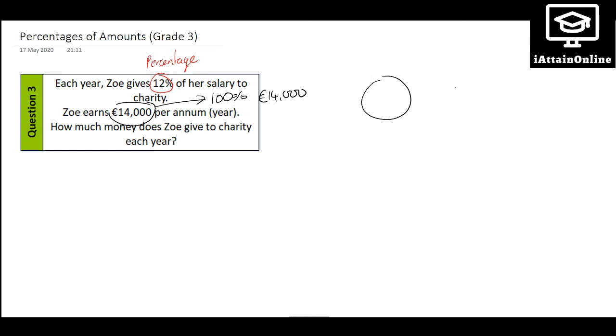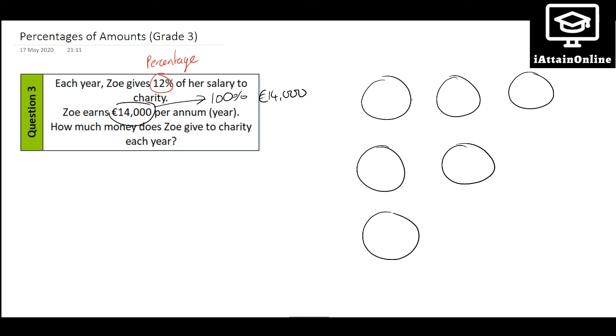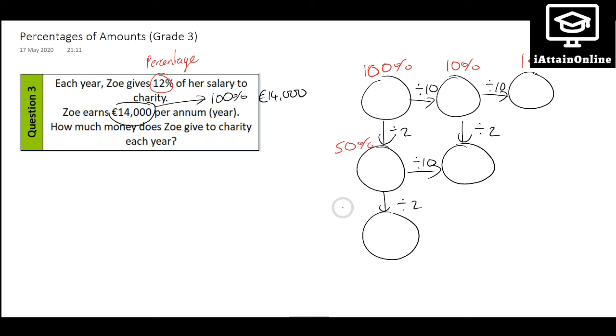So once again, here are my bubbles. When you get really good at this, you don't need to draw them all out, because you'll know which bubbles you need, and then you can just go straight to those bubbles. But it's good practice. It's a good habit to get into until you're getting them right every time. So remember, this top left bubble is always 100%. This bubble will always be 10%, 1%, 50%, 25%, and 5%.